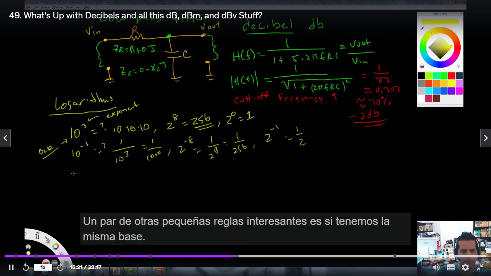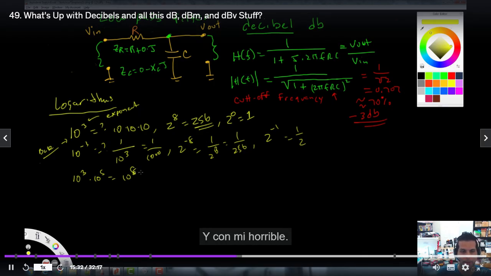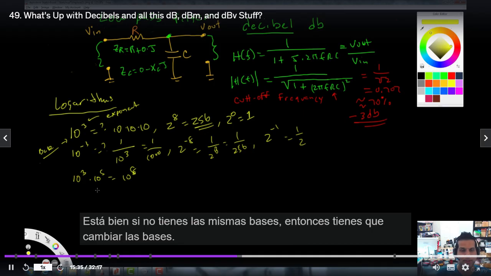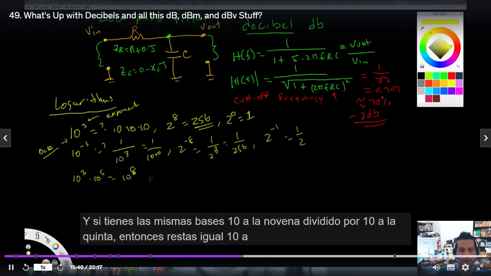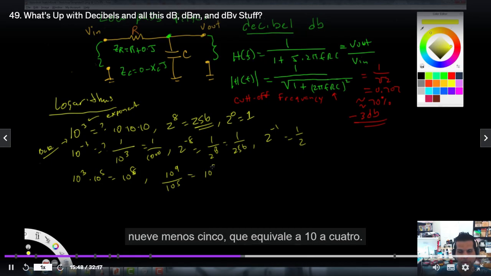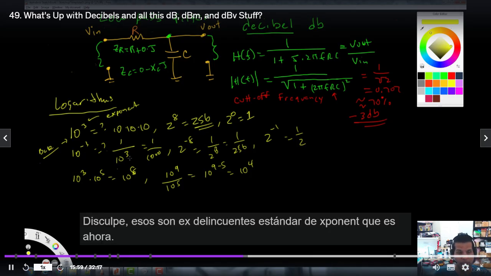A couple other interesting little rules: if we have the same base, so if you've got 10 to the third times 10 to the fifth, you just add up the exponents. That would be 10 to the 8th, okay, with my horrible 8. If you don't have the same bases, then you have to change bases. But if you have the same base multiplication, you add. And if you have the same bases, 10 to the 9th divided by 10 to the 5th, then you subtract, equals 10 to the 9 minus 5, which equals 10 to the 4, okay? So those are some of the rules there. Those are standard exponents.